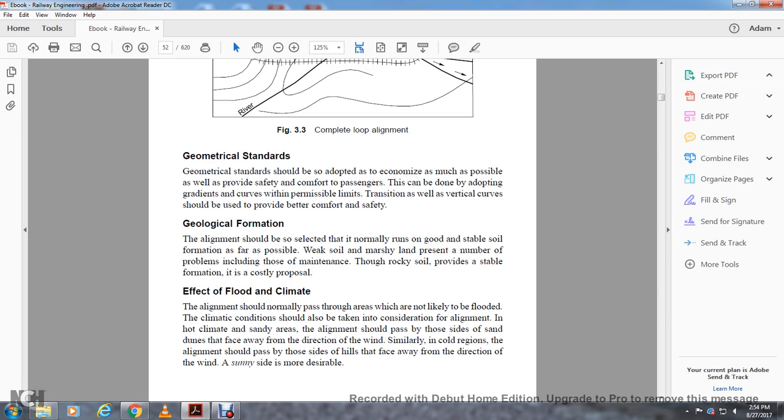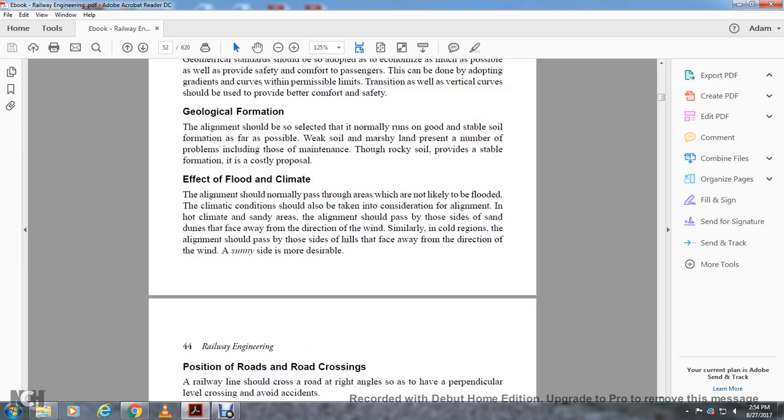Affecting floods and climate. The alignment should normally pass through areas which are not likely to flood, but the climate conditions should also be taken into consideration for the alignment. In a hot climate, in sandy areas, the alignment should pass along those sides of the sand dunes that face away from the direction of the wind. Similarly, in cold regions the alignment should pass along those sides of the hills that face away from the direction of the wind. The sunny side is the most desirable.